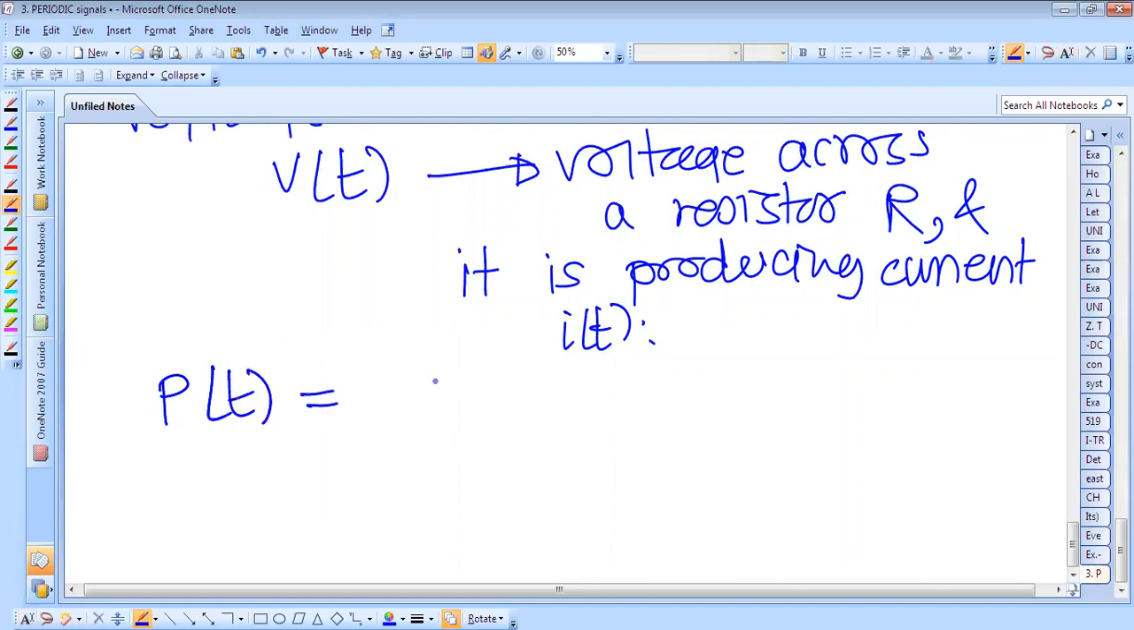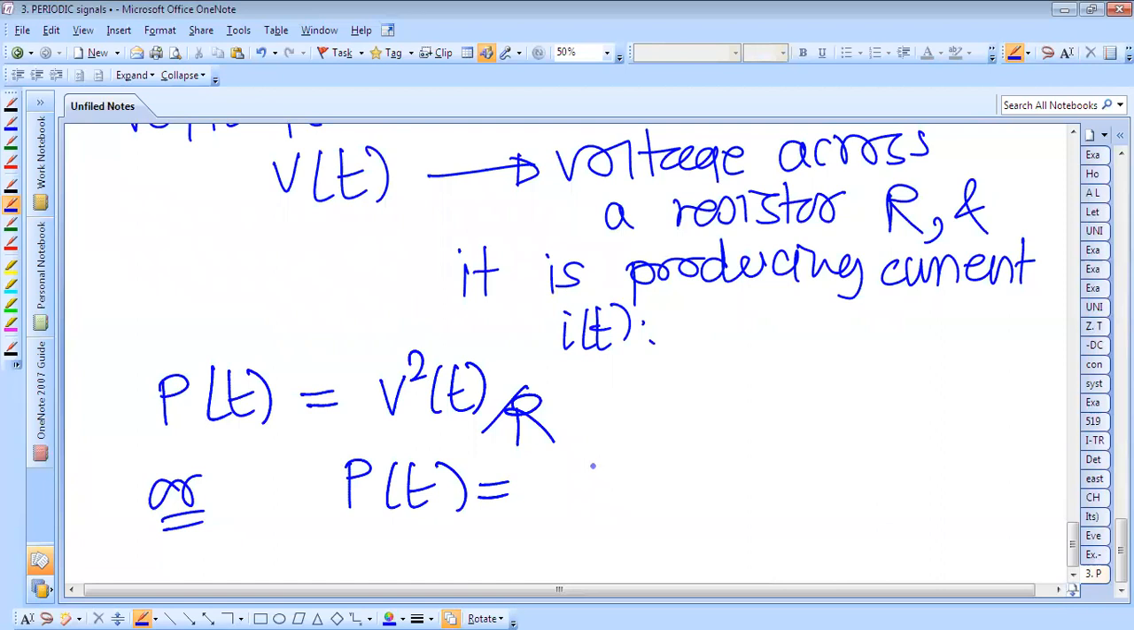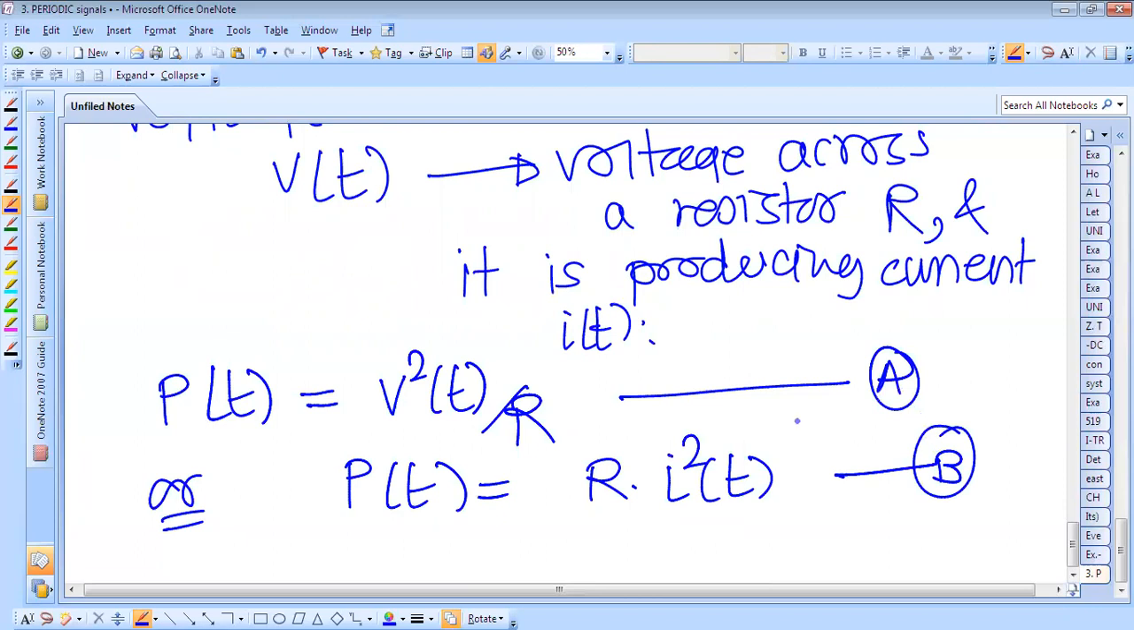P of t is the instantaneous power developed in the resistor, which is defined by V squared of t divided by R, or it is also defined by P of t equal to R times I squared of t. This is equation A. So in both cases, the instantaneous power P of t is proportional to the square of the amplitude of the signal. Here the signal may be voltage or current. And therefore, in this way, we can find the power.